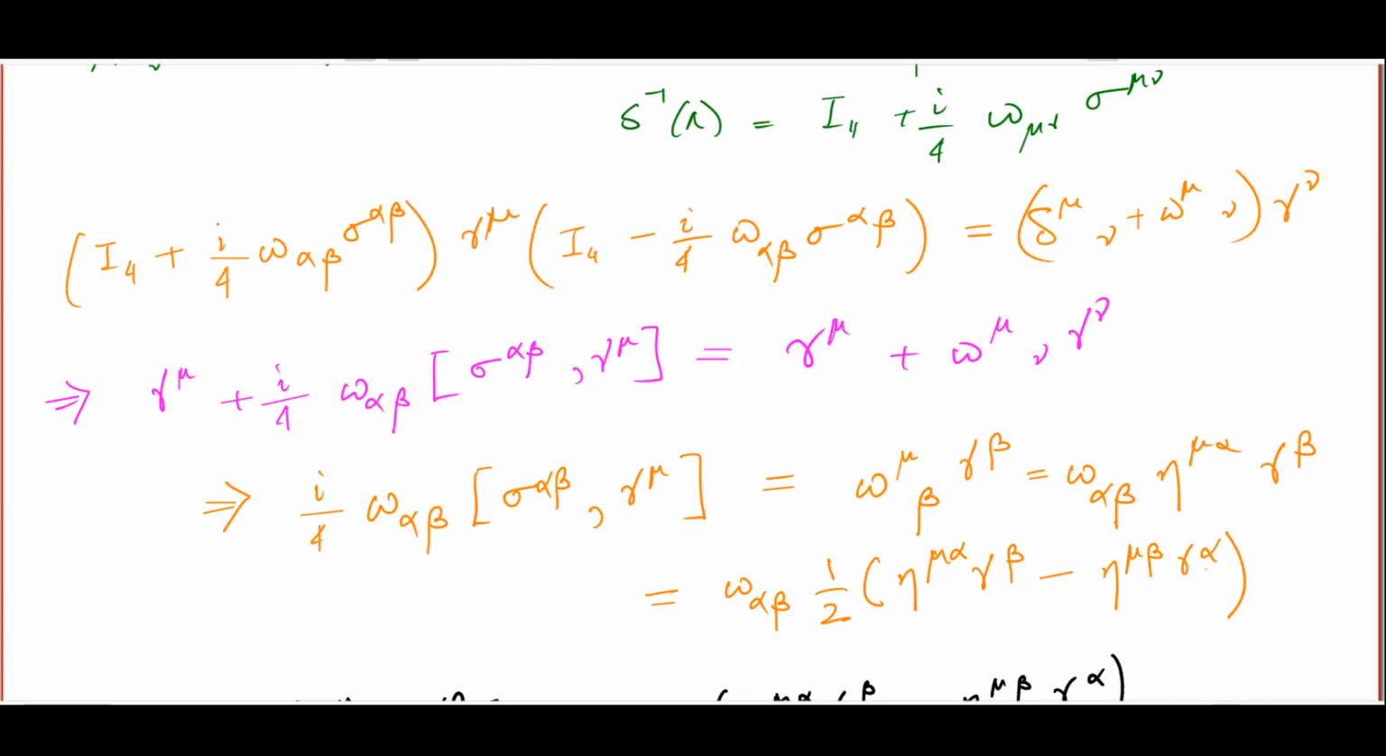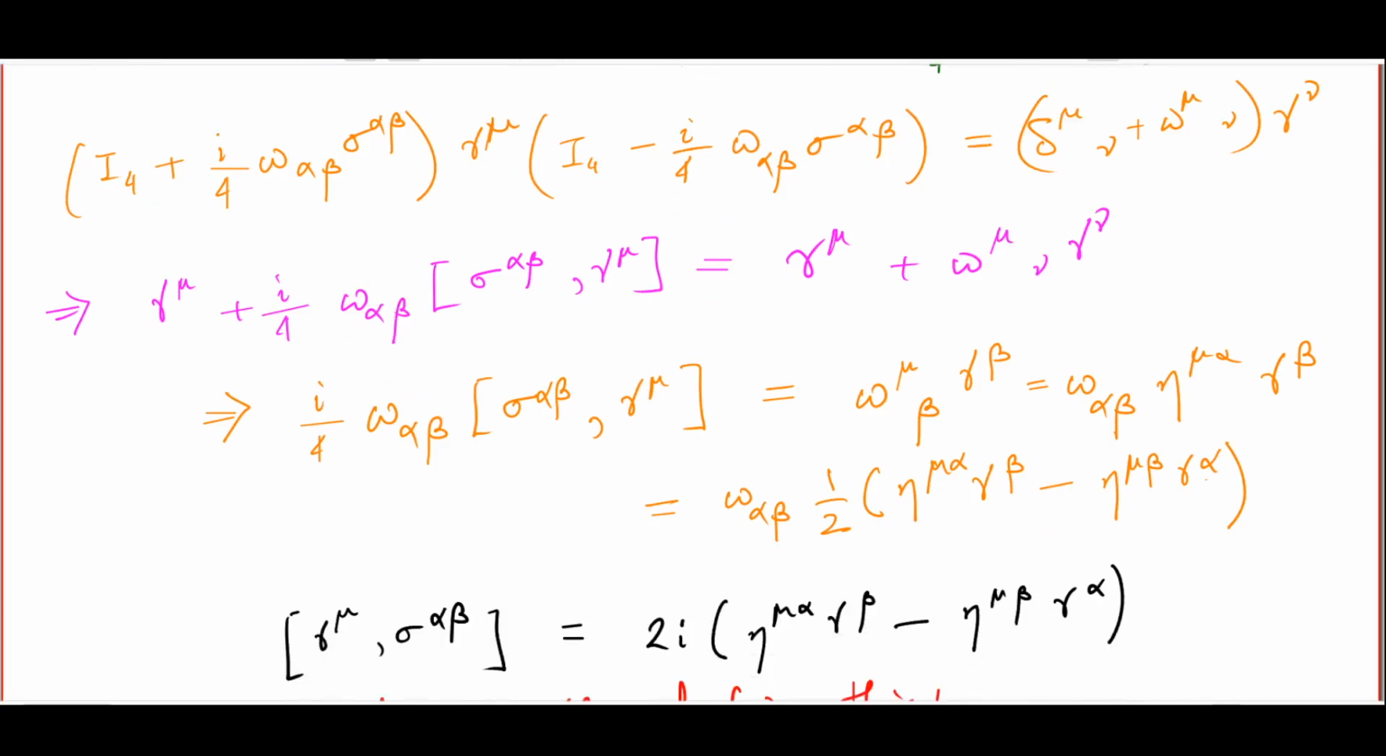I've just changed the sign a bit to make the I come out in the numerator on the right hand side. So you have the commutator of gamma mu with sigma alpha beta is twice I times eta mu alpha gamma beta minus eta mu beta gamma alpha.